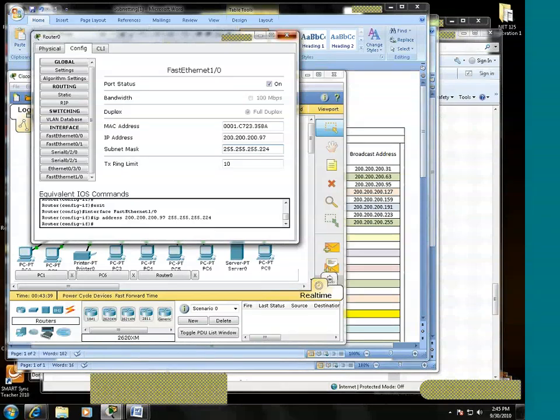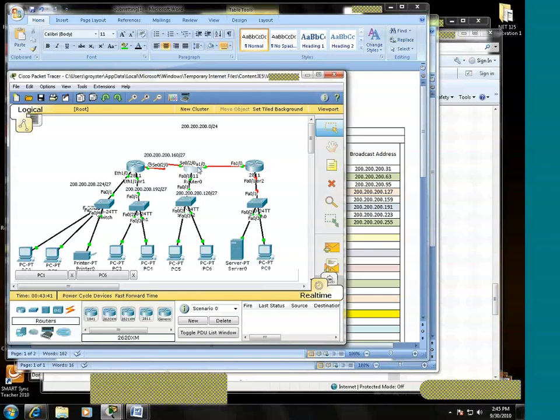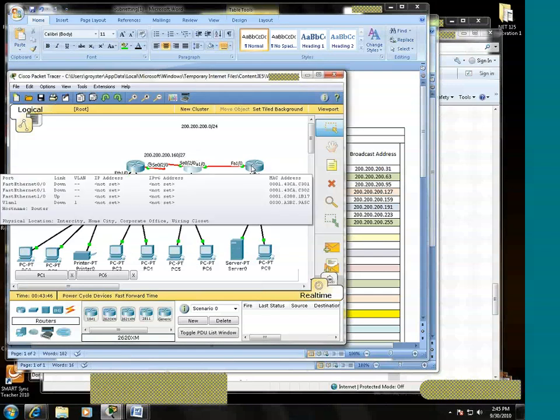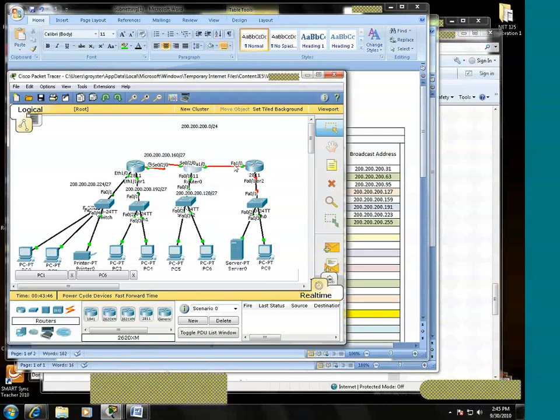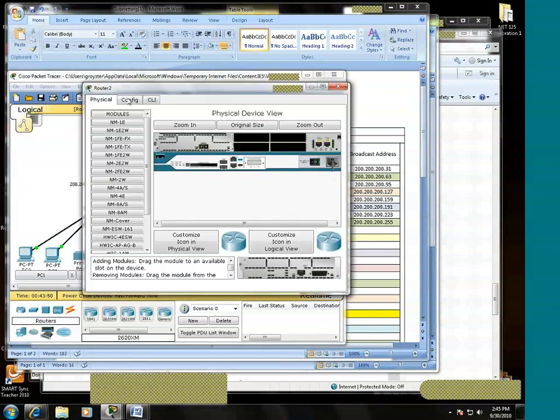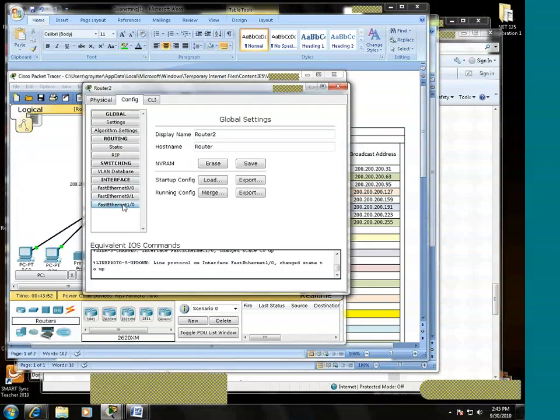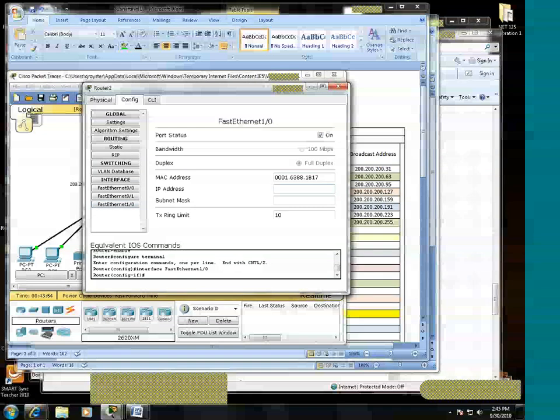Okay, all right. We need to go to the other side of the link, and that's going to be F1/0. Okay, and what's the good IP address? 98? Why 98? They share the same link, so they must be on the same network. Okay?